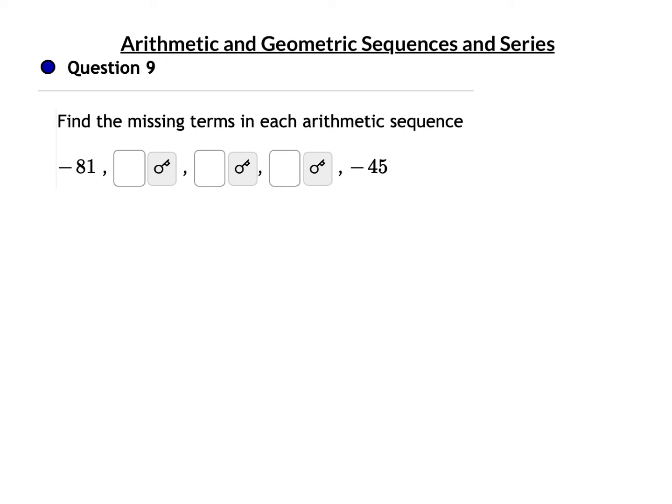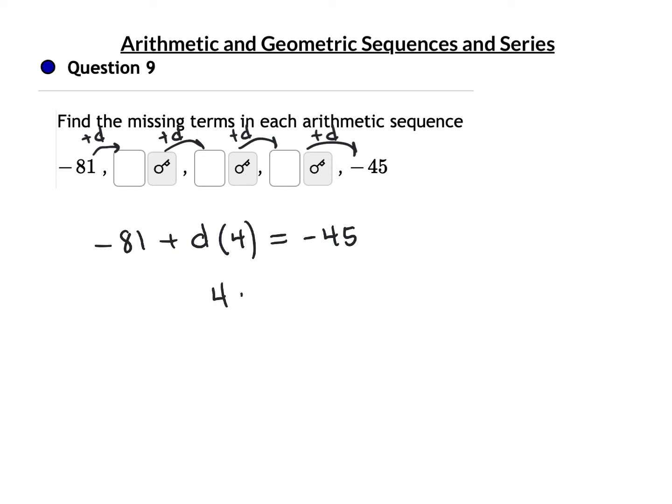Question 9 is a lot like the last one. To get from negative 81 to the next spot, we add a common difference once, and we'll add it again to get to the spot after that, and add it again to get to the spot after that, and one more time to get to negative 45. If we start at negative 81, we have to add D 4 times to get to negative 45. We'll add 81 to both sides, and we get 36. 4D equals 36. Divide by 4, and D will be equal to 9.